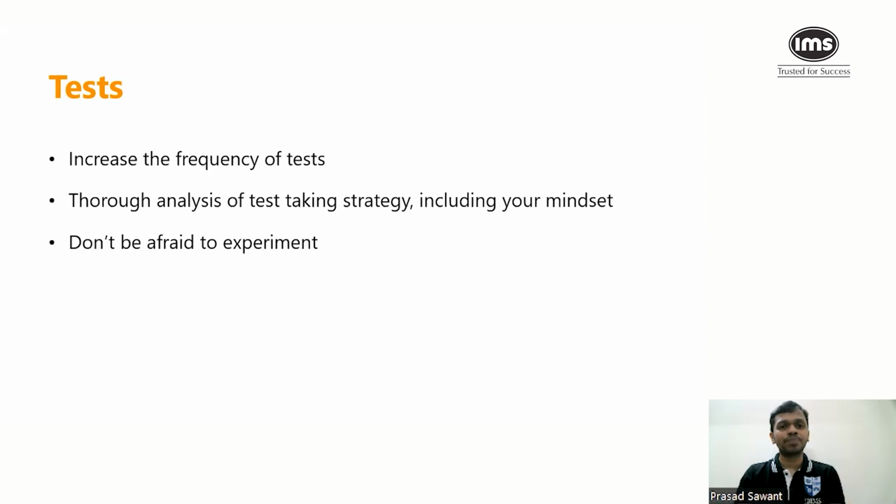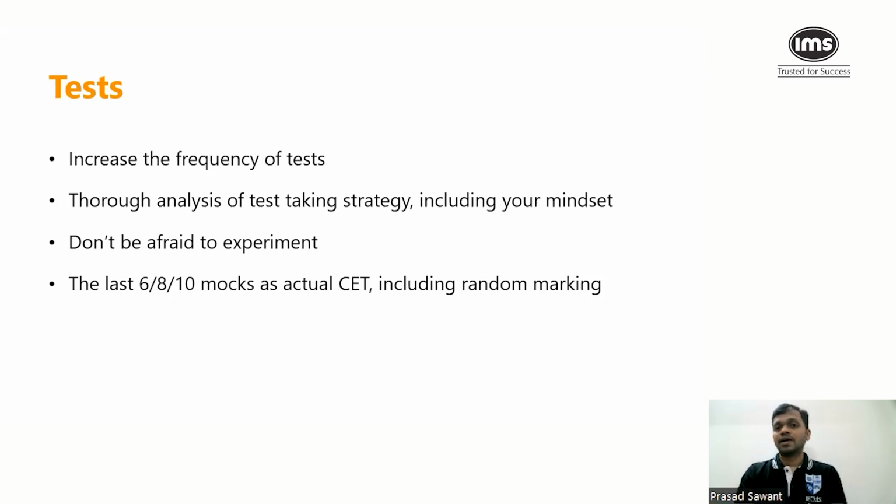It is to help you prepare and identify what is the best strategy that you can have on the D-day. And even if that strategy doesn't work, because you have taken so many papers, you would know how to handle such eventualities. As I said, for the last few mocks that you take, it could be 6 mocks, 8 mocks, 10 mocks, whatever number you think is appropriate, make sure that you take them including random marking, because now you need to get used to marking all 200 questions. In CET, there's no negative marking.